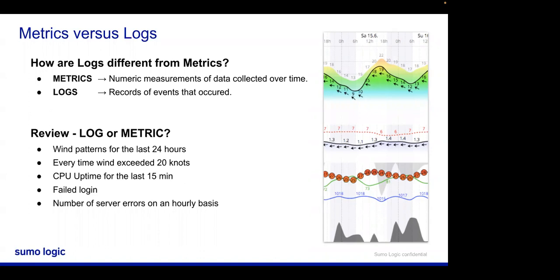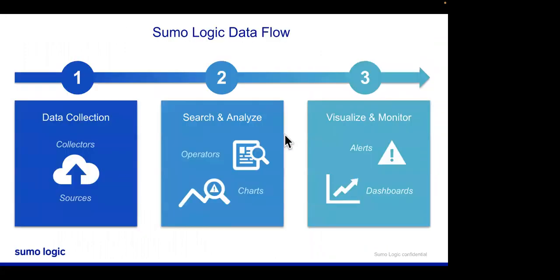A failed login. A failed login is, again, a log entry, right? So-and-so failed to log in. Now, a count of those logins or how long it took them to log in, those might be metrics. And then the number of server errors on an hourly basis, that's a good example of a metric. And these metrics, of course, we can chart, and we can visualize, and we can do all kinds of neat things.